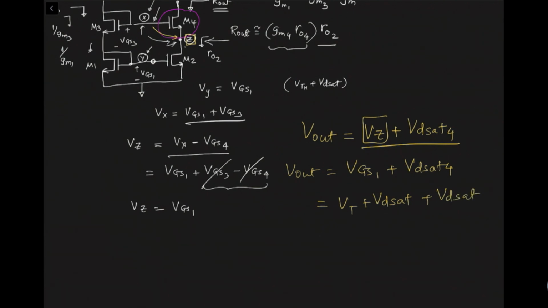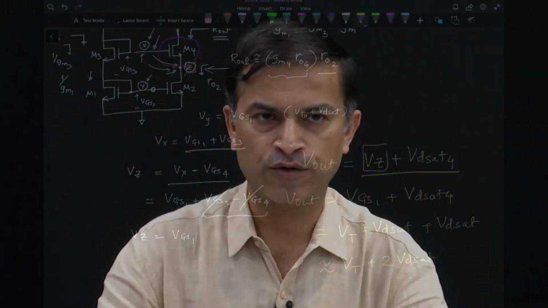So then, as a ballpark number, it will look like VT plus 2 VDSAT. The reason I'm assuming all transistors have equal VDSAT is that it becomes easy to figure out the voltage level in a ballpark number, because by design we like to keep VDSAT equal to maybe 150 millivolts to 200 millivolts. So that way we also know VT is, let's say, 500 millivolts, so we can quickly calculate what the numbers are.